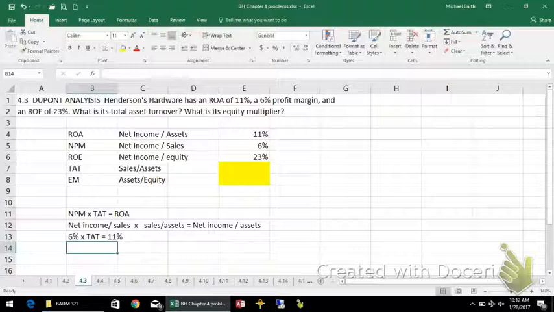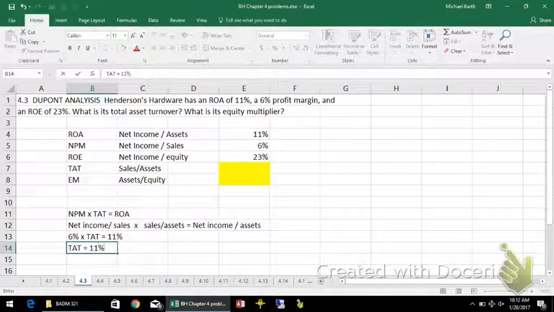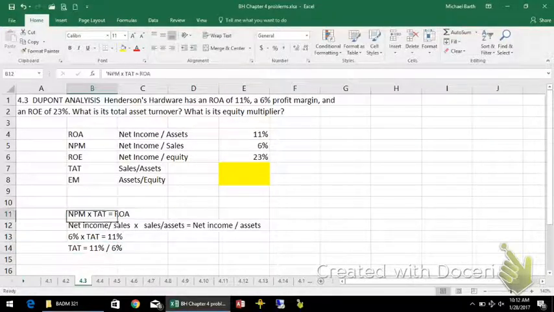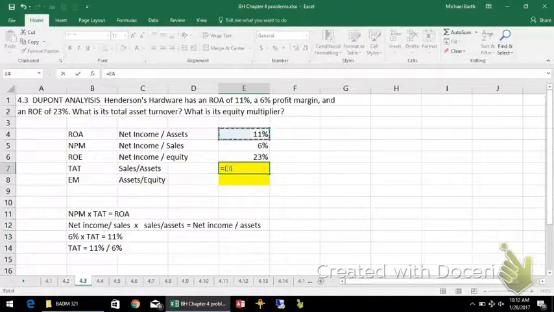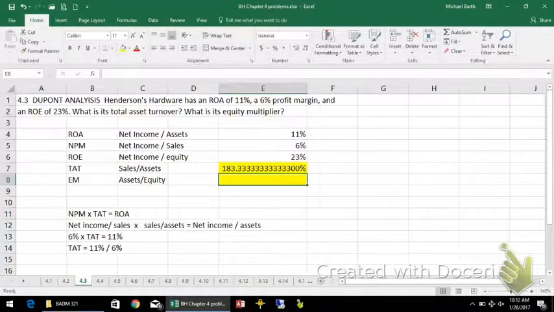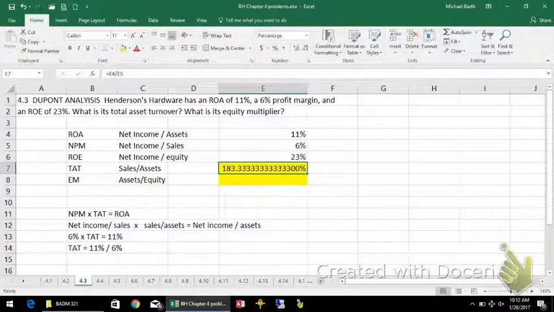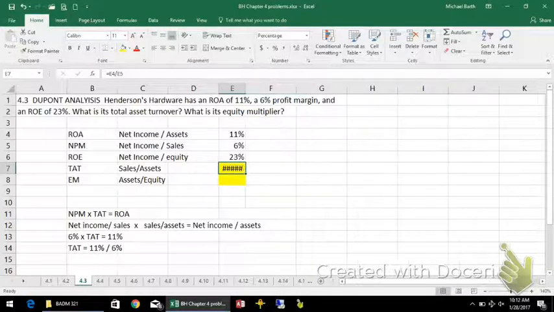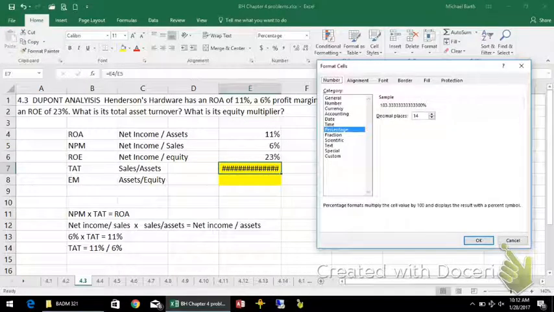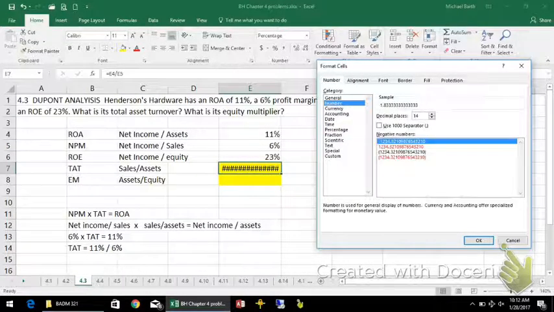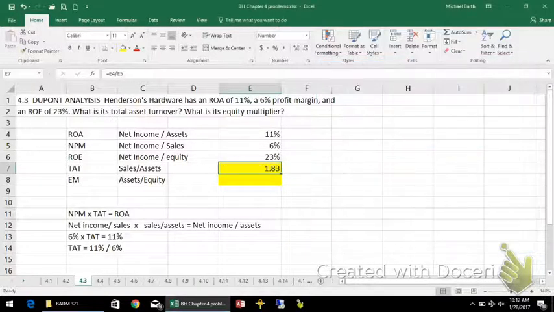Alright, so to get the total asset turnover, that would be equal to the 11% divided by 6%. Simple algebra. We typically do not write that as a percentage, although you certainly can. Well, that is a number to two decimal places.